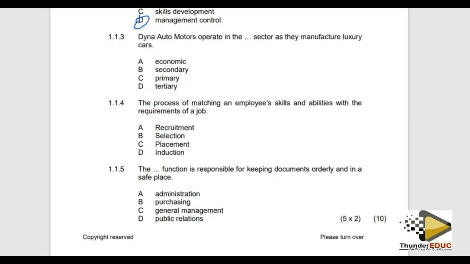One can ask, what is this sector? Sector, we refer to a portion of the economy, or a portion of economic activity. So in the economy, we have different portions that address different sets of goods as well as services. So in this regard, our appropriate answer is going to be B.